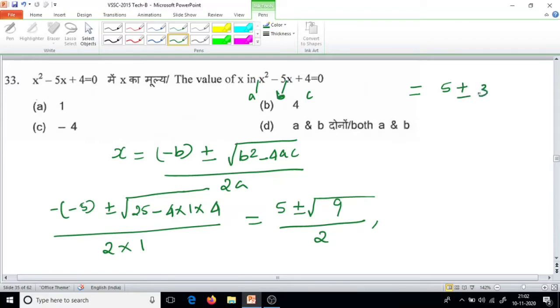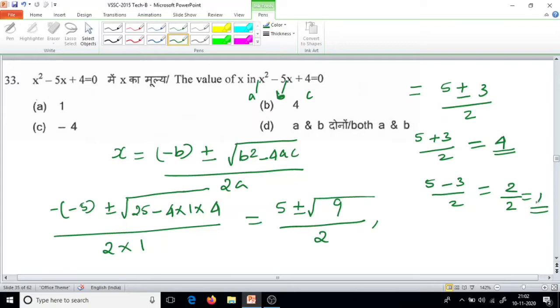Which equals 5 plus or minus 3 divided by 2. If you take the plus value, 5 plus 3 by 2, it is 8 by 2, that is 4. If you take 5 minus 3 by 2, it is 2 upon 2, that is 1. So the x values are 4 and 1. Here the two values are not given directly, but he has given them in options A and B. Option A is 1 and we got 4. So the answer is option D.